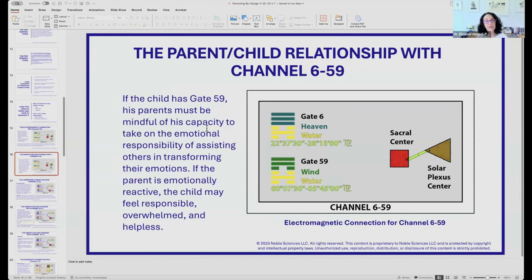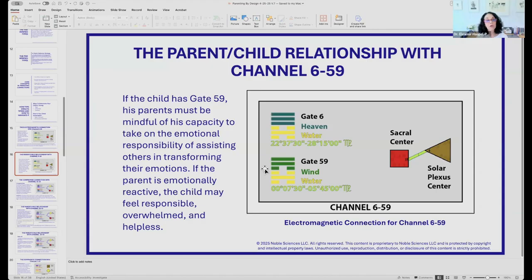on responsibility of trying to make the other person who's emotionally reactive reach some kind of resolution. So if the child has the 59 and the parent has the 6, the child may take on too much responsibility. And what you want to do then is to encourage the parent to take the child off the hook.